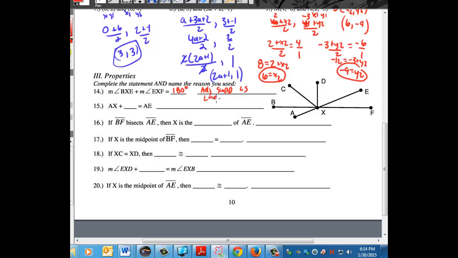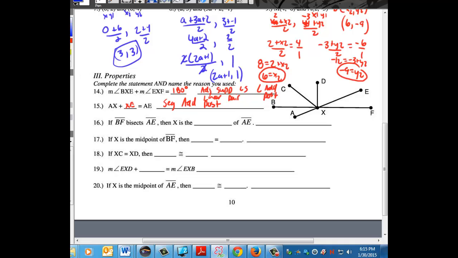Let's write in linear pair. I would even take, if you said angle addition postulate, because we're adding up angles. Although it's not equal to, well, yeah, it is equal to that third angle, because our third angle is just a straight line. Next, we have the distance of AX plus the distance of, and that's going to have to be XE, is going to equal AE. And so we're adding segments. Segment addition postulate.